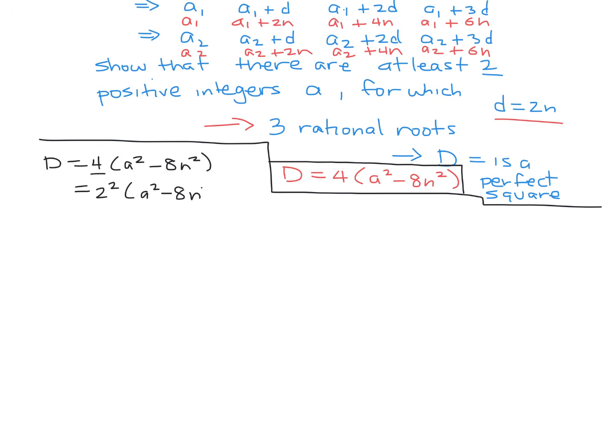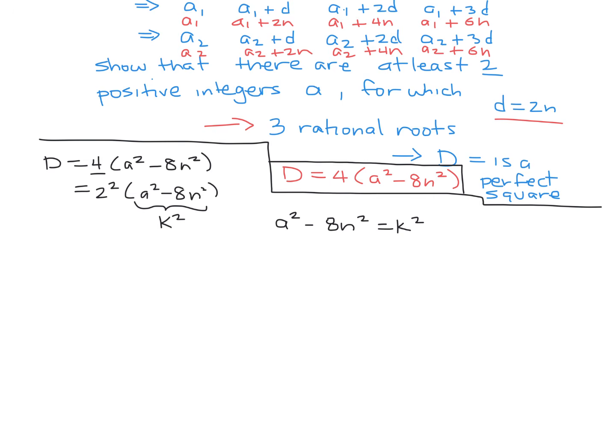So if this guy in here is a perfect square, then that will work. So we'll just call it k squared. That basically means that this question is a squared minus 8n squared is equal to k squared. And we've got to work with that kind of scenario.